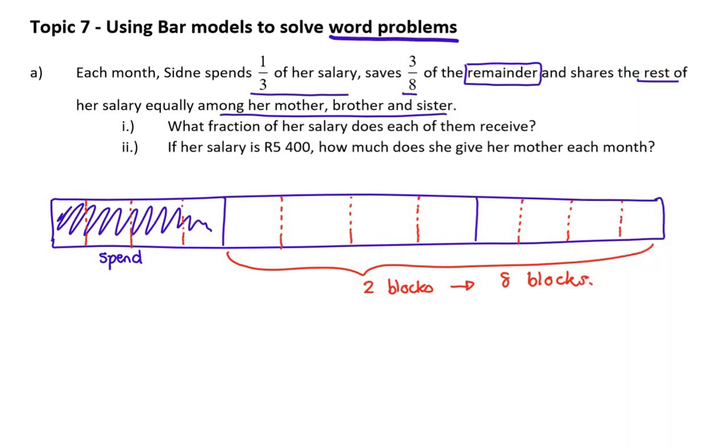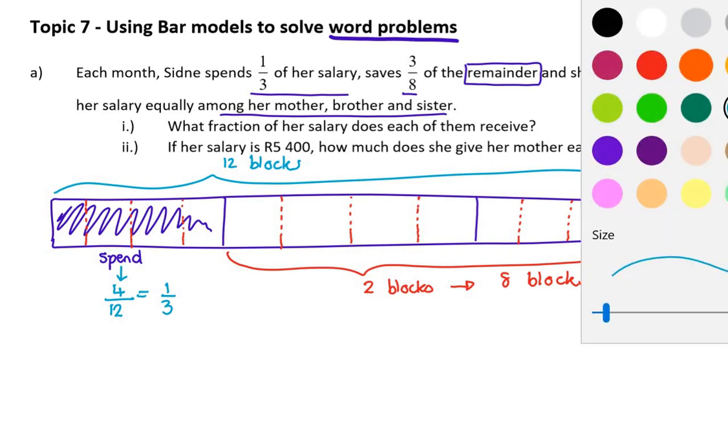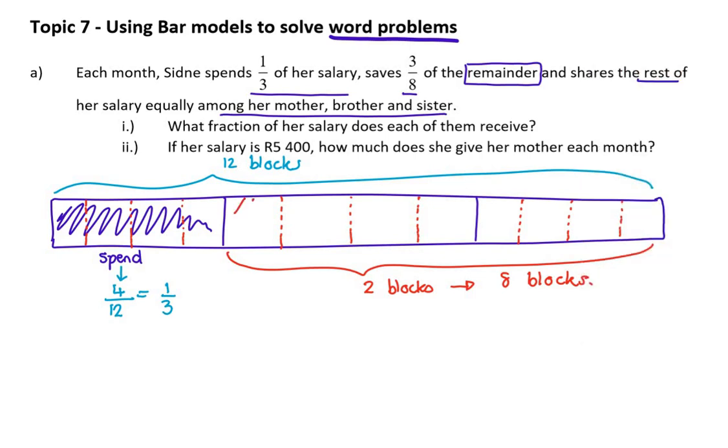So if I look at this as a whole, there's 12 blocks, and I am arguing that she has spent 4 out of the 12 blocks. So 4 out of 12 blocks she has spent. Now you'll notice that simplifies to 1/3, which is right. Now I can fill in what she has saved.